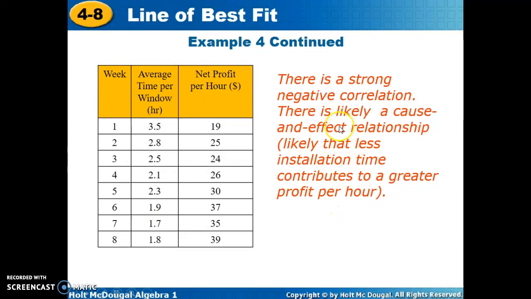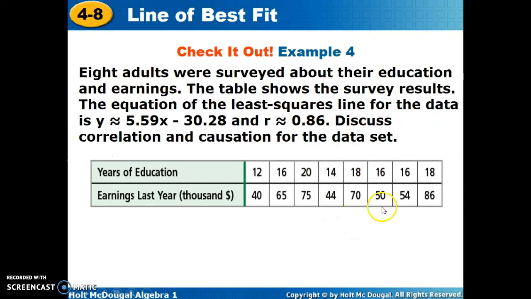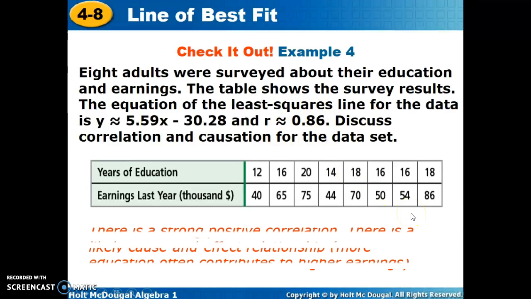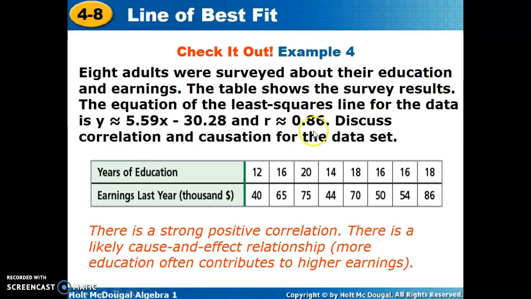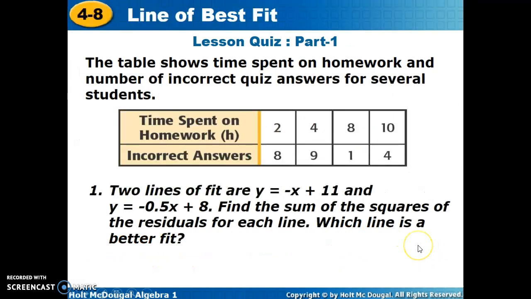So these are the things that we want to be thinking about as we interpret data, look at it, and try to come up with an understanding. This one says 8 adults were surveyed about their education and earnings. The table shows the survey results. The equation of the least squares line for the data is positive 5.59 x minus 30, and the R value is 0.86. There's a strong positive correlation, and the cause and effect, possibly the more education, often contributes to higher earnings. Not necessarily so all the time.